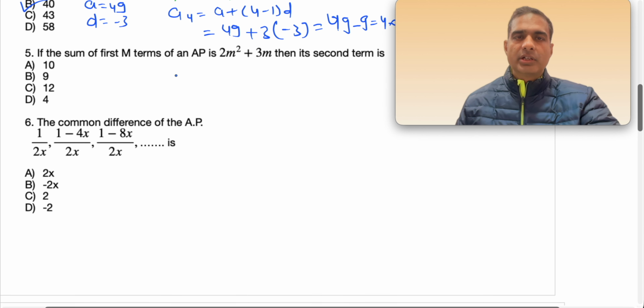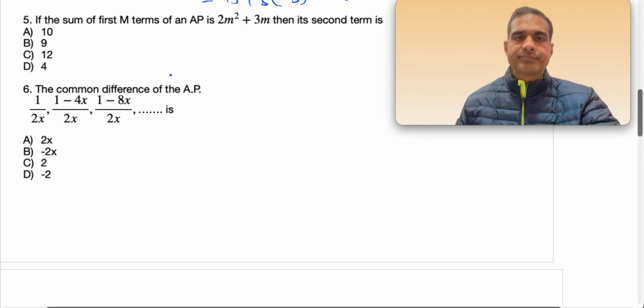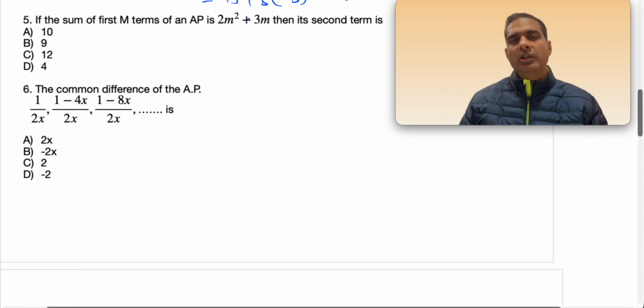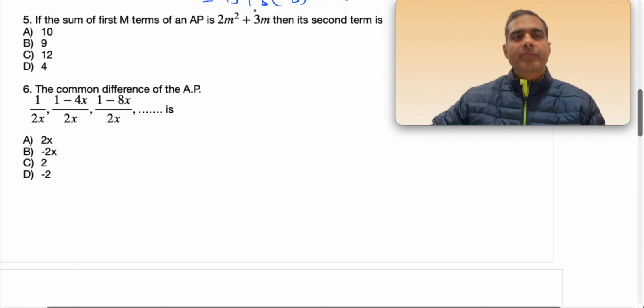Okay. So now moving to the next question. If the sum of first m terms of an AP is 2m square plus 3m, then its second term is. So there is a general formula given to find out the sum of the series of any number of terms of the series, just by putting that value in place of m.